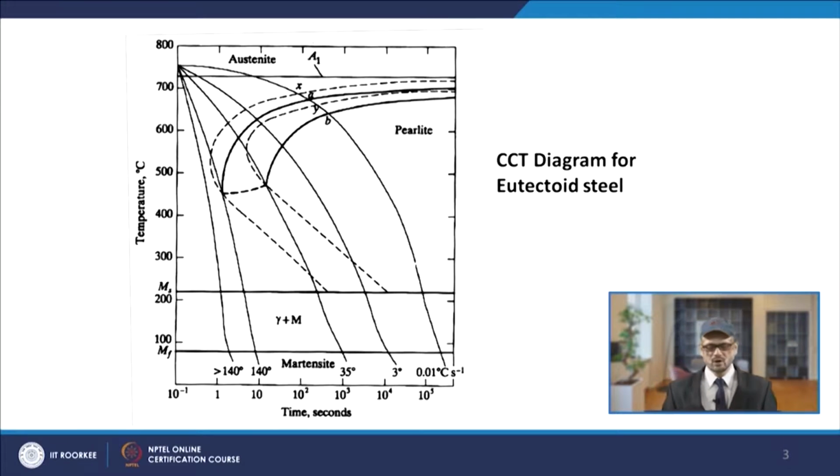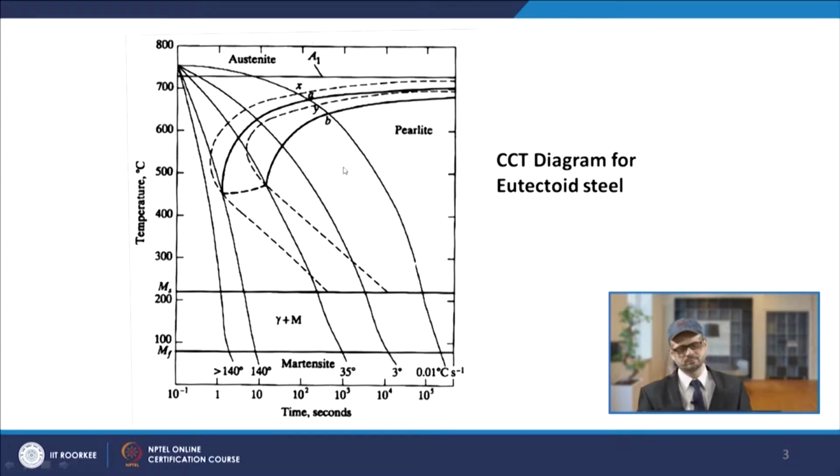So, what happens if you look at this microstructure, this graph, you see a cooling rate of 3 degrees C per second. If you look at this line, that is your 3 degree per second. So, this will give you the fine pearlite. Your transformation is complete here, so it will give you the finer pearlite in this case.